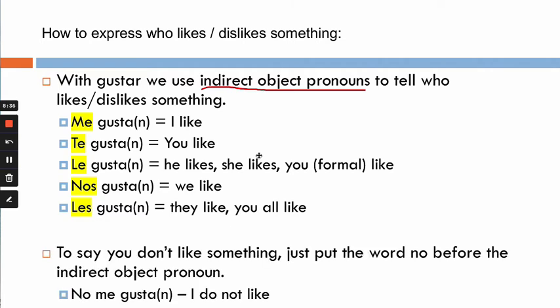To say that you don't like something, just put the word no before the indirect object pronoun. So no me gusta means I do not like. And that's the same thing we learned a long time ago when we used this phrase with our activities.